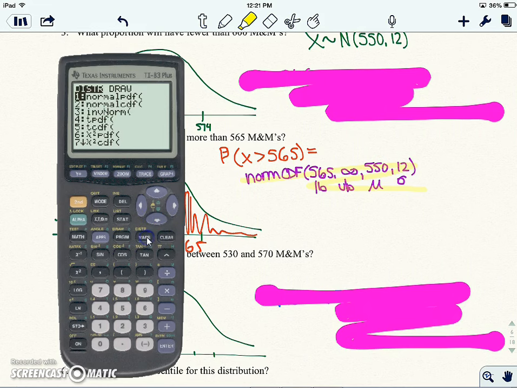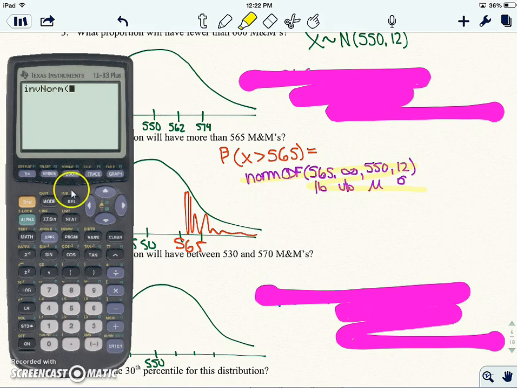Second distribution, normal CDF, because we want to add up all of these probabilities right here. Okay, our lower boundary is 565, comma, now I could do 1E99, but I'm just going to do a really big number, because that's close enough to infinity. 550 mean, 12 standard deviation, and hit enter.